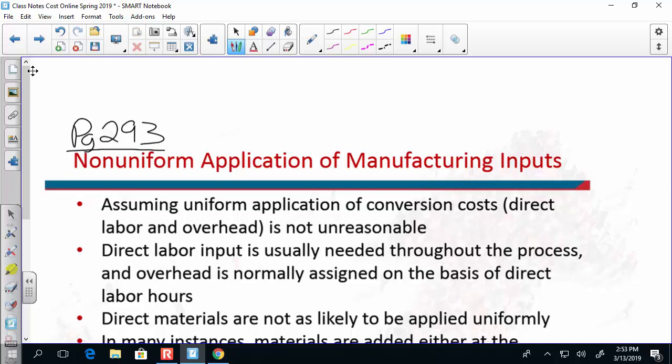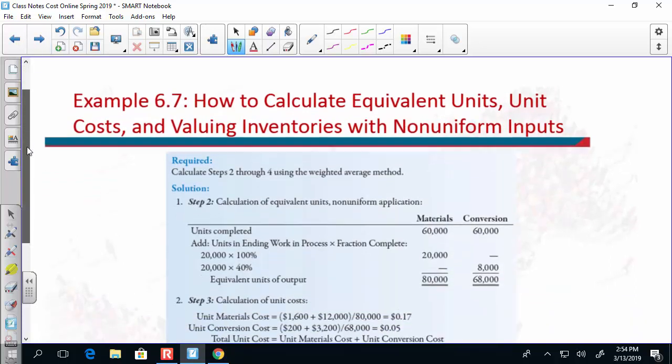Non-uniform input means in my production cycle, certain things might be done right at the beginning. Let's say materials. I might add all my materials in this department right at the beginning. So if I'm 10% done or 20% done with those units as far as labor is concerned, I'm 100% done for material. That is considered a non-uniform input because my material and labor and hence overhead are not at the same levels as I make my parts. This is probably more prevalent than the uniform input.